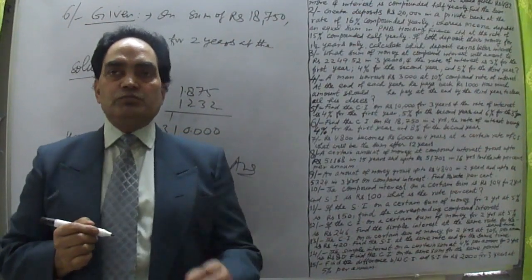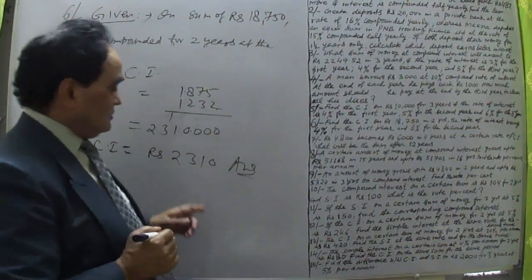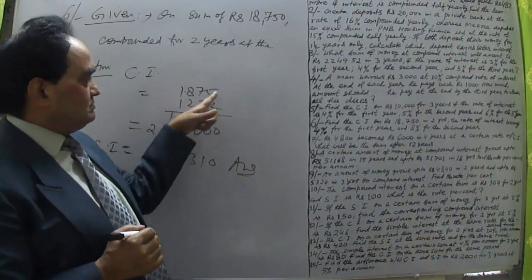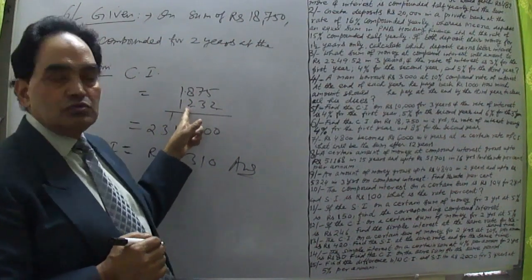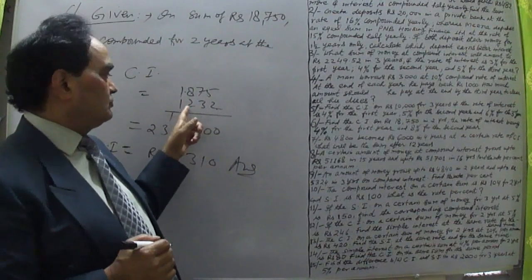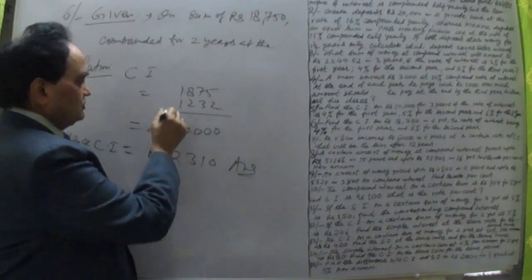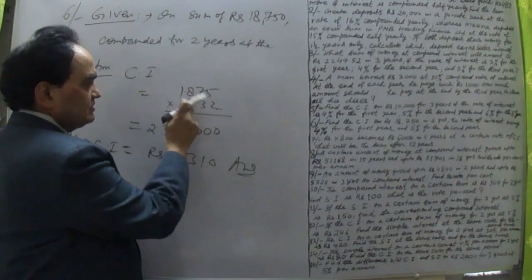Yes, friends. So we are continuing with question number 6. Now, in the end, I just multiplied these two values, 1.875 into 1232. So in multiplication, this I do with Vedic mathematics.